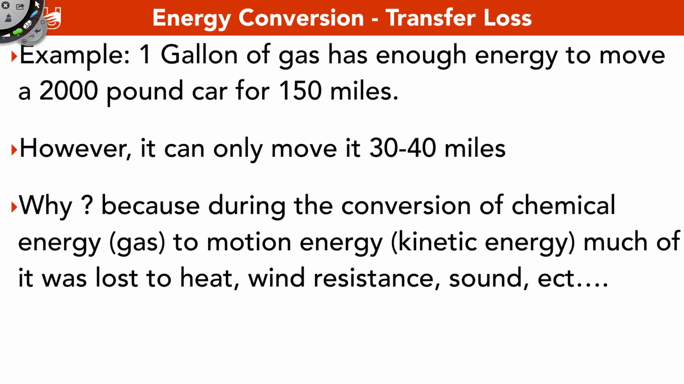Now, a gallon of gas has enough energy to move a 2,000-pound car about 150 miles. There's some variation on this number, but that's about how much you're going to get. But you can only move that car, say, 30 or 40 miles. Because, as we said before, during that conversion, you're going to have a conversion to other forms of energy. Now, you want the energy of motion. You want that energy in that gallon of gas to be converted to kinetic energy, right? So you move your car along.